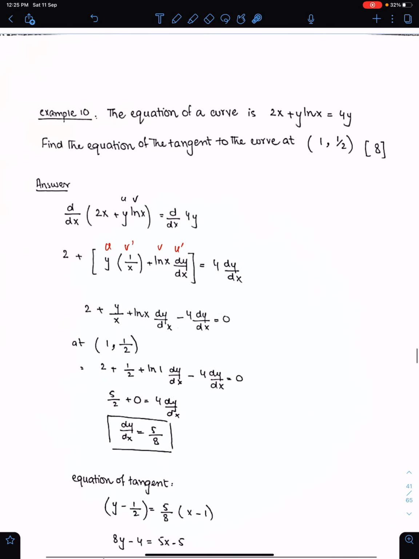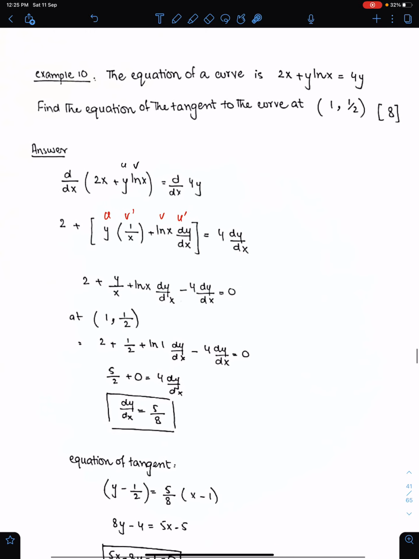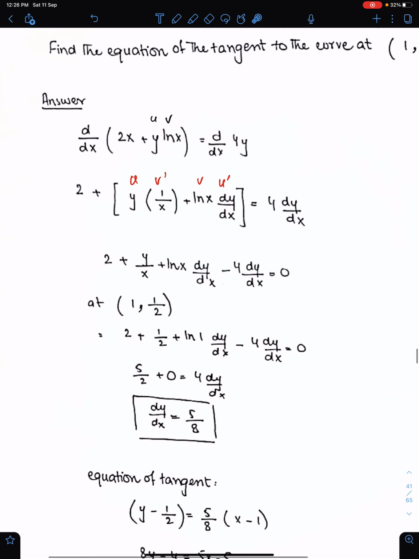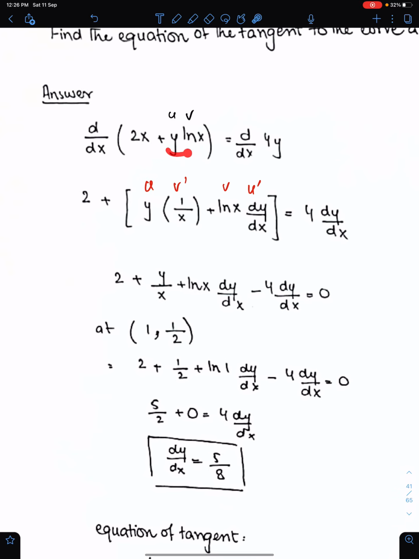Next example. This is a past paper question. The equation of a curve is this: an implicit function. Find the equation of the tangent to the curve at this point. So first we need to find dy upon dx, and for that we need to multiply both sides with d upon dx. This is the first step. Now differentiate this very carefully. This is uv. So this 2x will become 2. According to uv rule, you need to copy u here, and you need to differentiate ln x. This is 1 upon x. Now copy ln x and differentiate y, which will become dy upon dx. And 4y will become 4 dy upon dx.